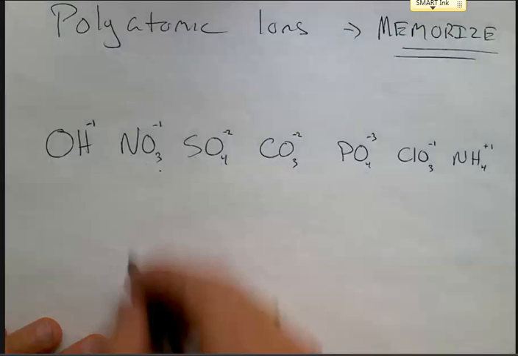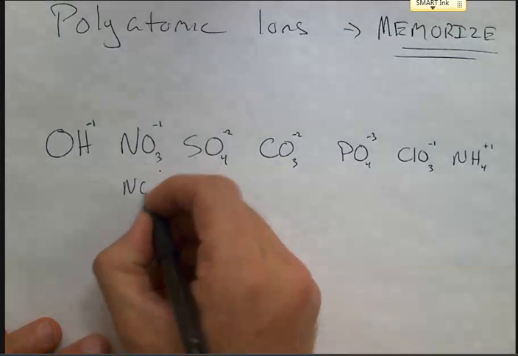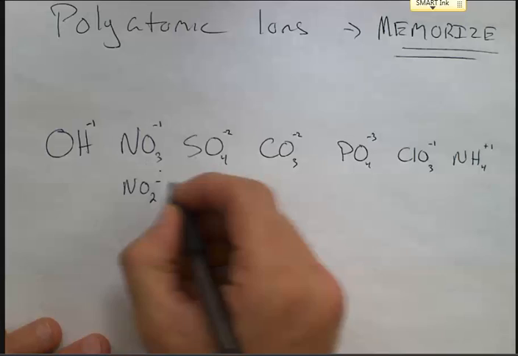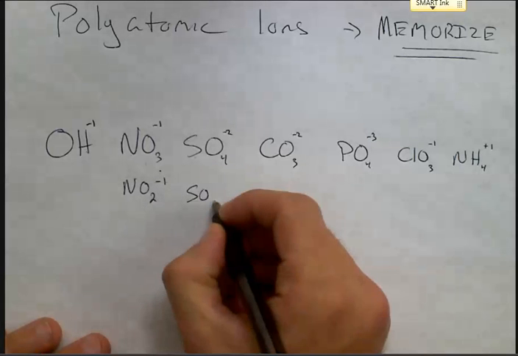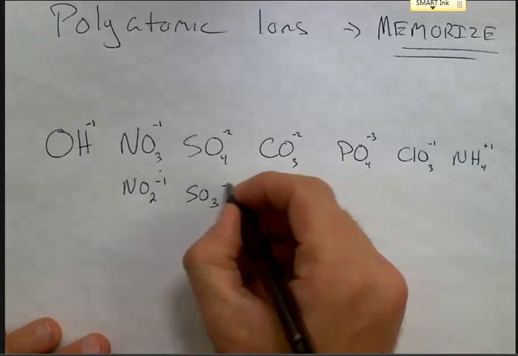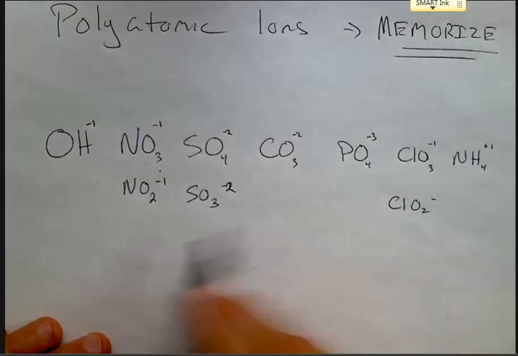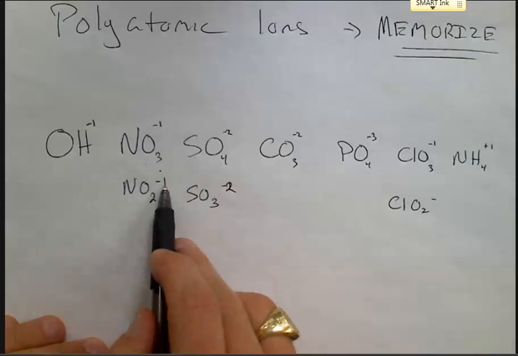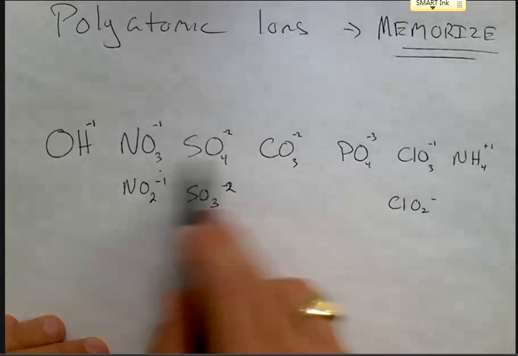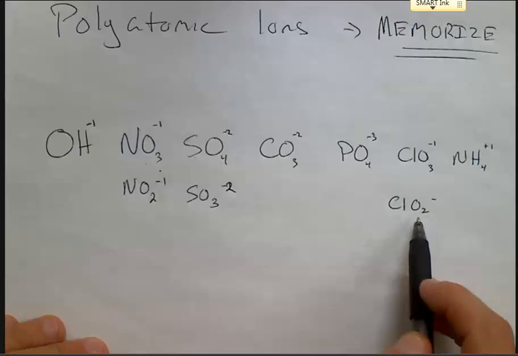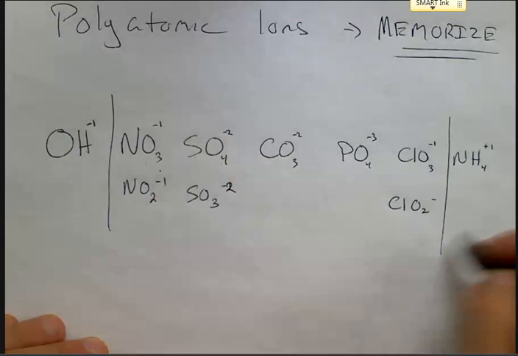Now, there are a couple more, and we just know that those are under no, so, and clo. Now notice the difference. They have the same charge, the same elements, but there's one fewer oxygen. Okay, we're going to cut these things off here.